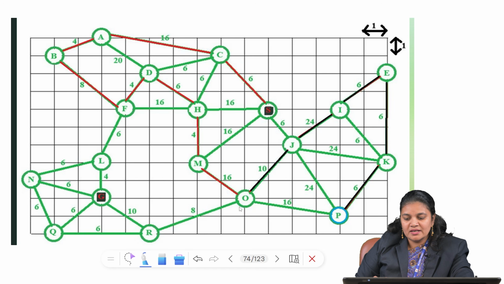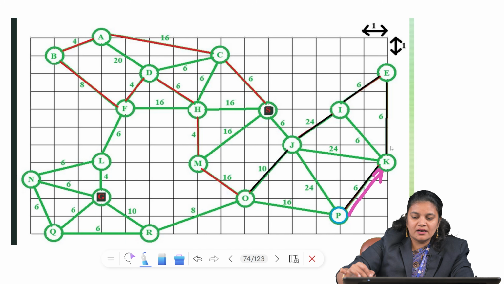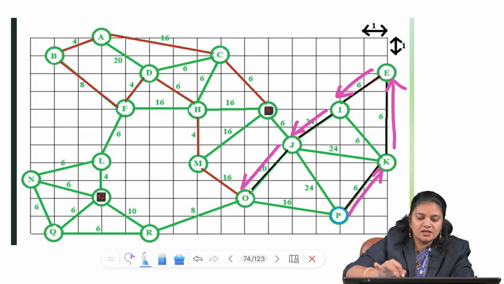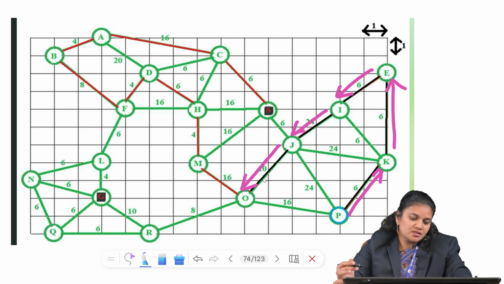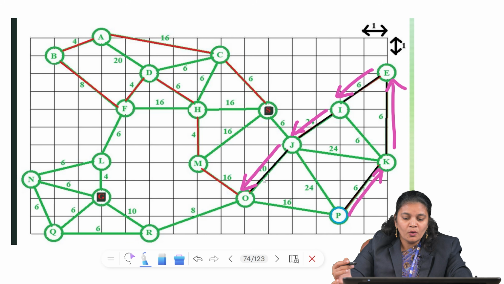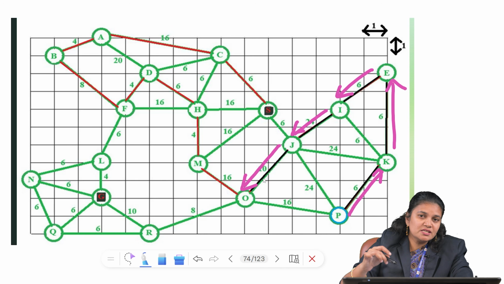So we are going for a backtracking. So we are coming back, all visited. These are all visited until we reach O. All the nodes are visited. We are coming back to O. So again, we are trying to find whether there is another child for O. O had 3 children when we visited it the first time, J, P and R.